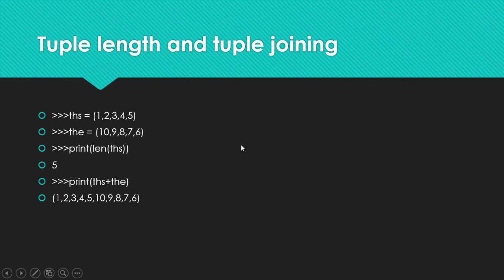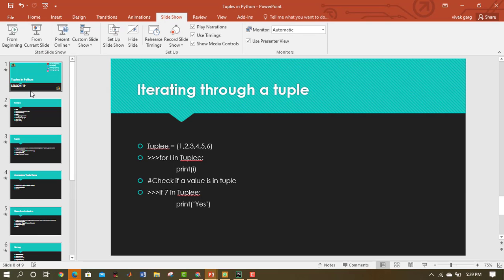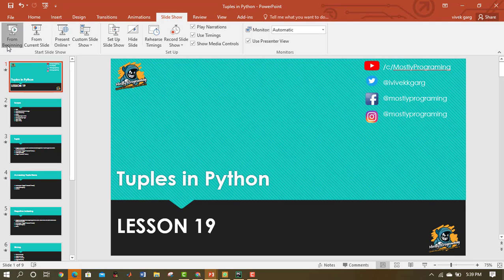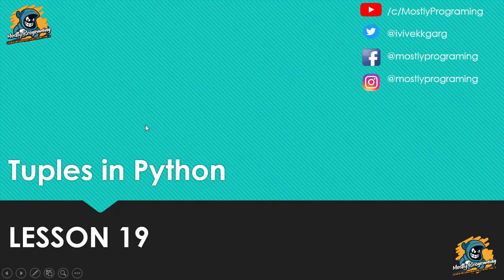So I hope the concepts of tuples are now clear to you. Tuples are also very useful in Python. The major difference between a tuple and a list is that tuples are immutable, but there is an indirect way of changing the values inside a tuple, which is by typecasting it.